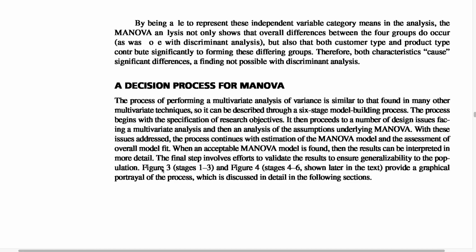proceeds to a number of design issues in applying a multivariate analysis, and then assumptions are addressed. The process continues with estimation of the MANOVA model and the assessment of the overall model fit. When an acceptable MANOVA model is found, the results can be interpreted in more detail. The final step involves efforts to validate the results to ensure generalizability to the population. Figure 3, stages 1 to 3, and figure 4, stages 4 to 6, show the latter in the text. They provide a graphical portrait of the process, with the discussion in detail in the following sections.